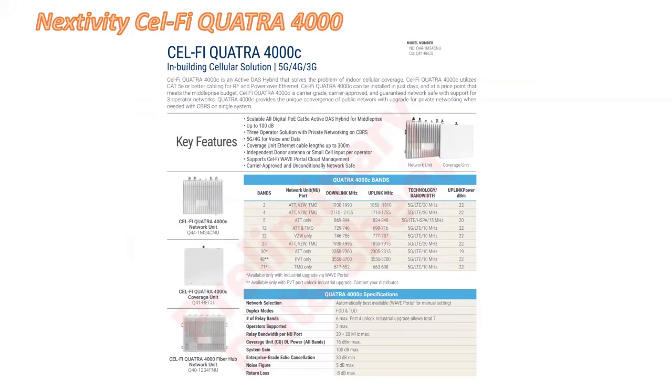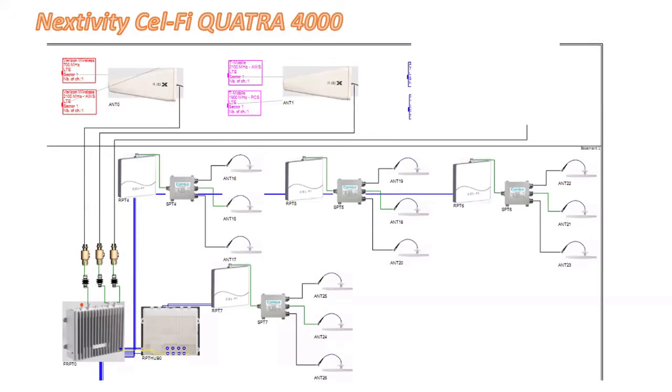If the distance between repeaters and antennas is large, then we can use the fiber hub instead of the coverage unit. If the distance to the antenna is large, we can use the fiber hub because Cat6 cable can go up to a maximum of 100 meters. So you can see one example. We have this donor antenna. The donor antenna is fed to the network unit and then the network unit is fed to the repeater, right? And after that, they are fed to the antenna.